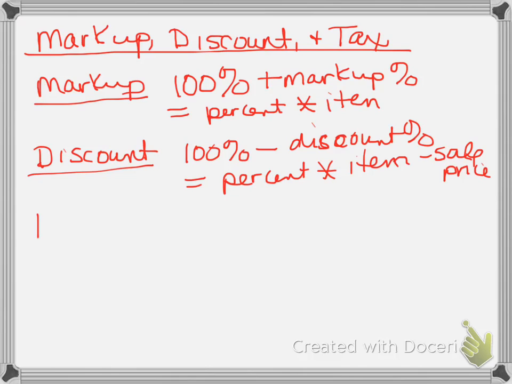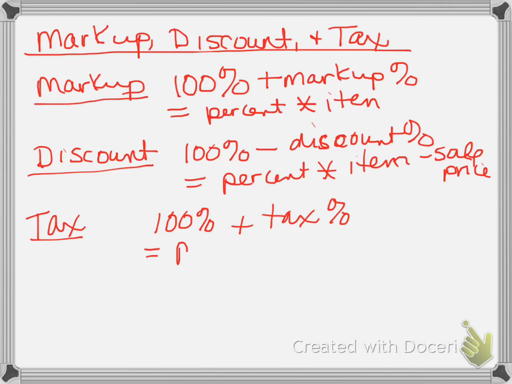And then finally, the tax. The tax is just about like the markup, because what you do is you pay 100% of the item plus the tax percentage. So like in Indiana, it's 7%. So you have 100% of the cost of the item plus 7% tax. You would pay 107%. So you would get that percent times the cost of the item.